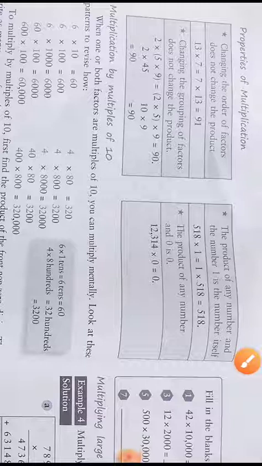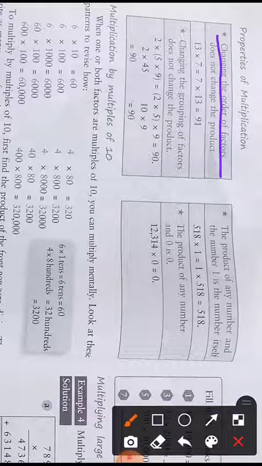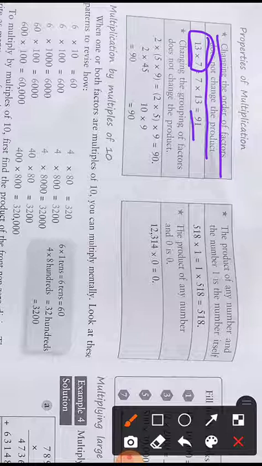In the properties of multiplication, the first property is that changing the order of factors does not change the product. If you remember in the previous topic of multiplication, we discussed that these two are known as the factors, and the result is actually the multiple of the given factors, is it not?